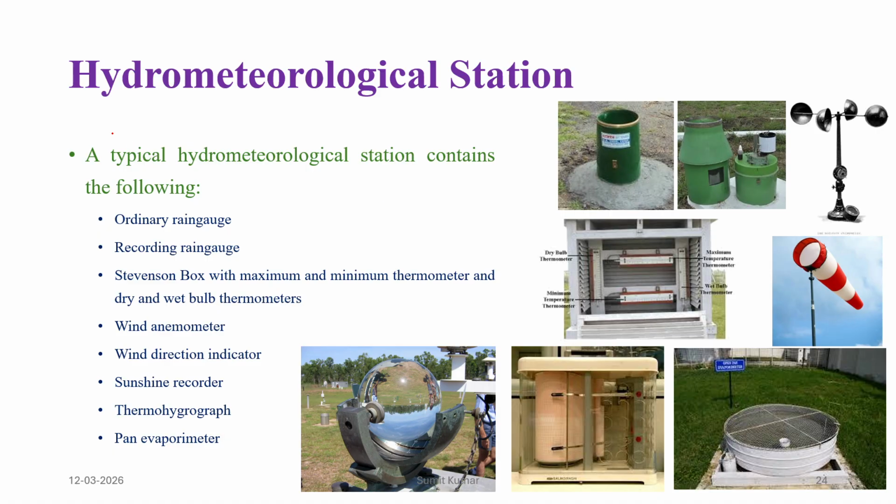Usually, a hydrometeorological station contains all these instruments like an ordinary rain gauge, a recording rain gauge, instruments for measuring temperature, wind anemometer, and this pan evaporimeter and other instruments as mentioned here.